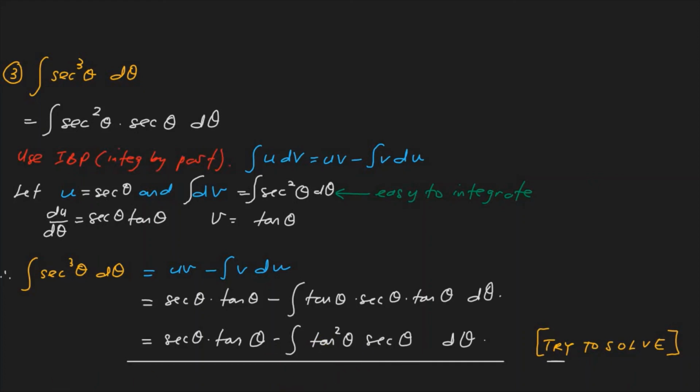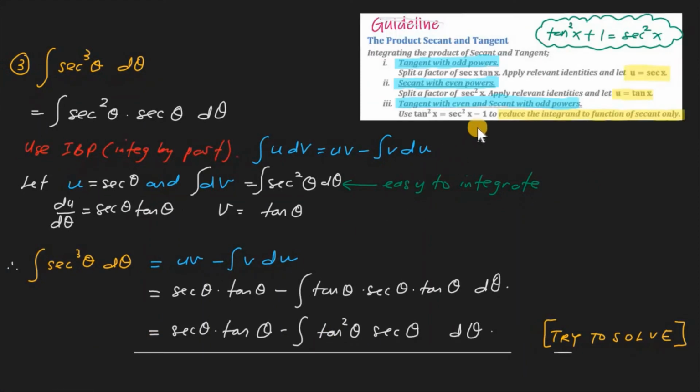For this part, maybe you can use a simple u substitution or the multiplication of tangent square and secant. We can use a guideline. Let me get the guideline. So this is the guideline: whenever we have tangent being even and secant power 1, use this identity to reduce into secant, and then try to use a simple u substitution maybe. Why don't I leave this part for you.